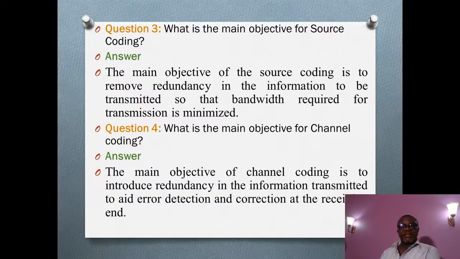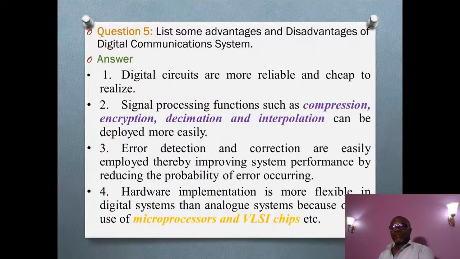So we say that the main objective of channel coding is to introduce redundant bits, or to introduce redundancy, in the information transmitted to aid error detection and correction at the receiving end. Question 5, list some of the advantages and disadvantages of digital communications systems.